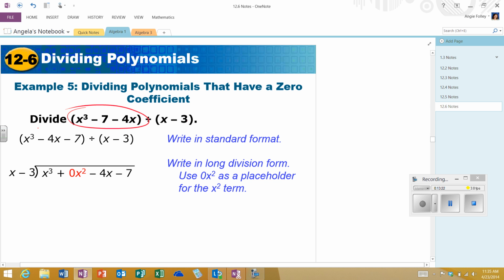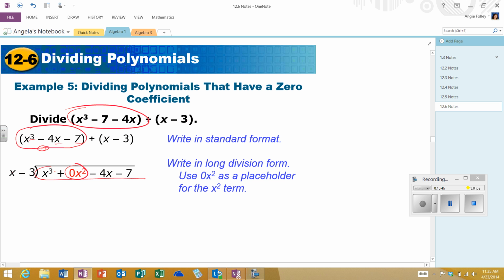I want to rewrite that in standard form, so decreasing order from the x cubed to the minus 7. Then when I go to divide it out, I need to put a placeholder for the x squared, and it's a 0x squared because it doesn't actually exist. But I have to put it there as a placeholder because when I go to divide, here's why.